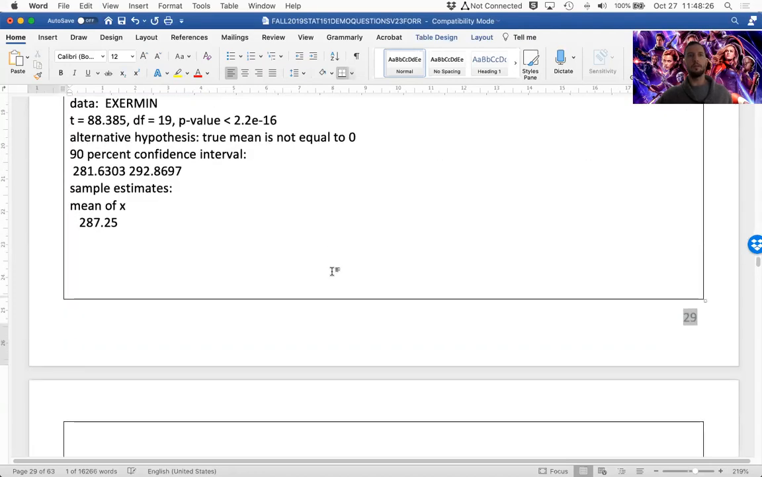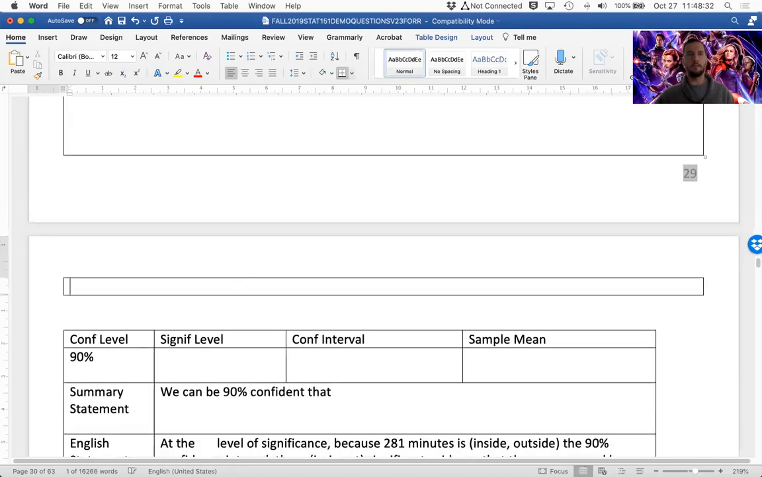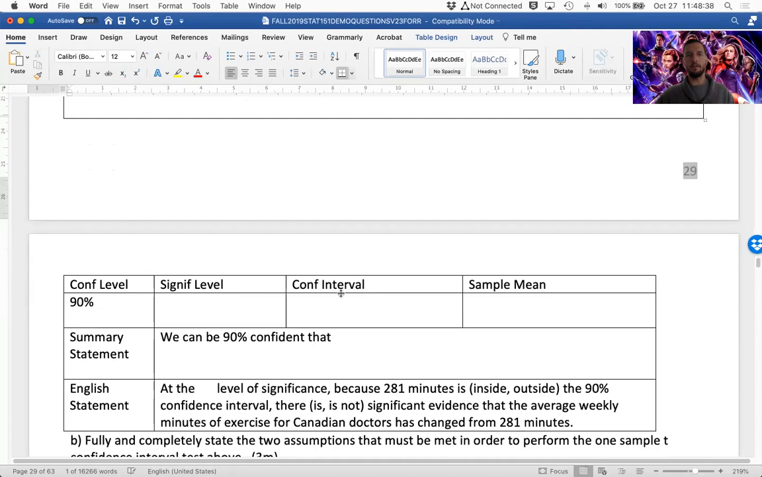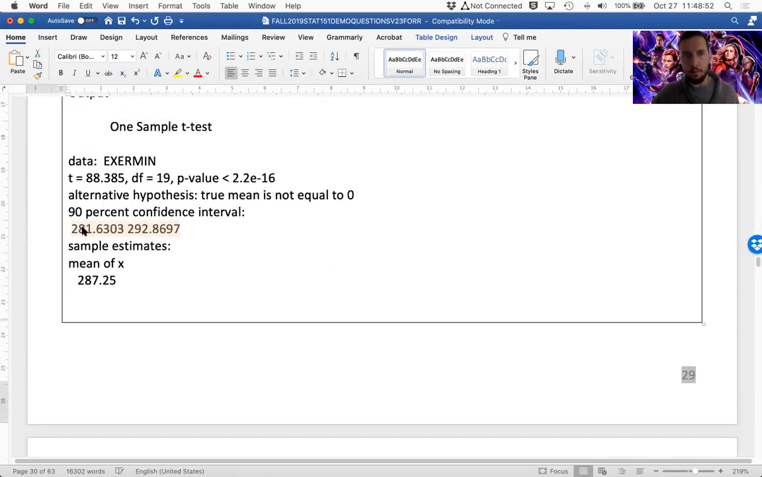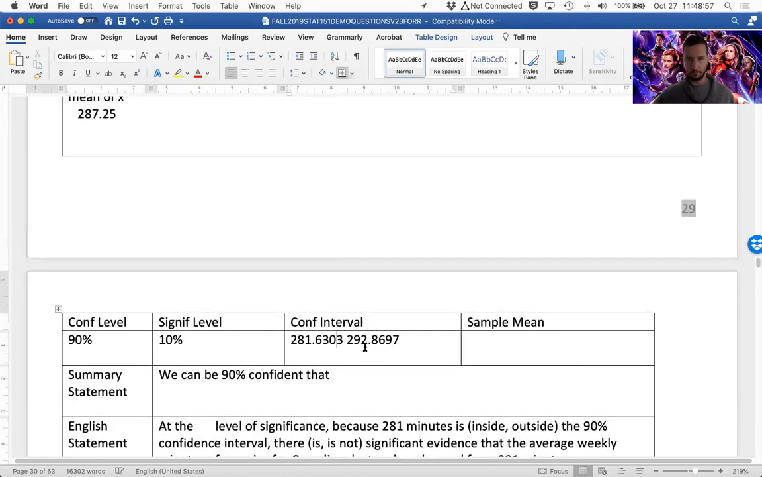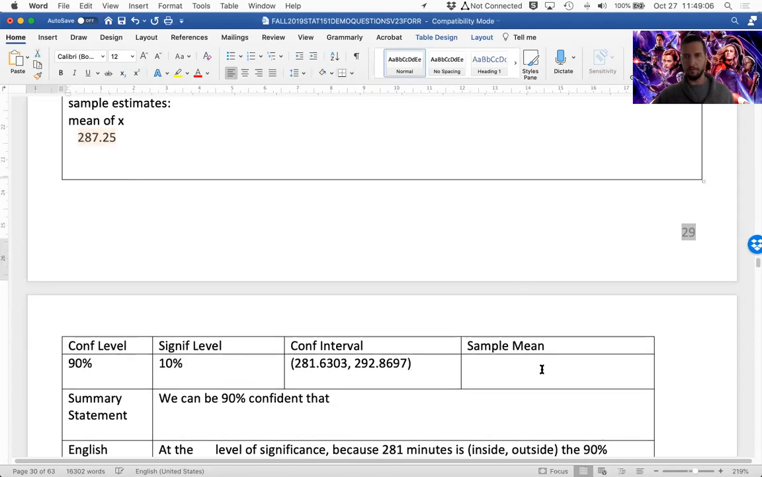Okay, now using this output, we are being asked to fill in the following table. So we have confidence level, significance level, confidence interval, sample mean. So we have a 90% confidence level, which means that we have a 10% significance level. The confidence interval is shown right here. So you can see that when we run that, we're given the confidence interval directly. And then the sample mean is given at the bottom of the output.